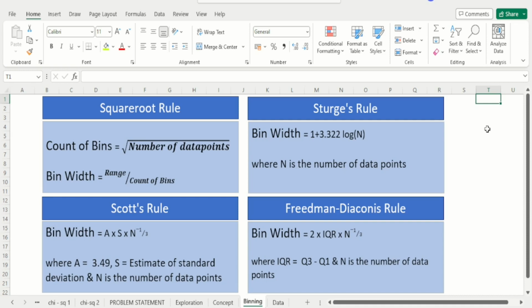Scott's rule again is similar in formulation. You will see that it is directly proportional to the cube root and the inverse powers of n, which is the number of observations, similar to the Freedman-Diaconis rule. The only difference is we're using a constant 3.49, and this also depends on the estimate of standard deviation. This is based on statistical entropy. This is again a rule which you will not commonly see being used.